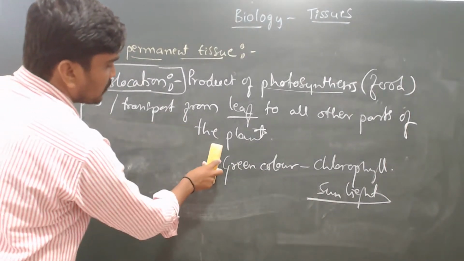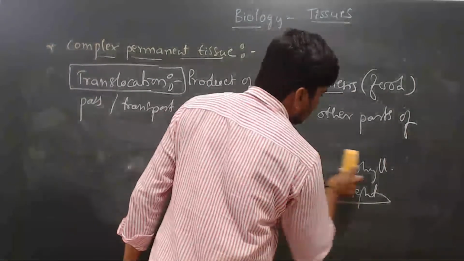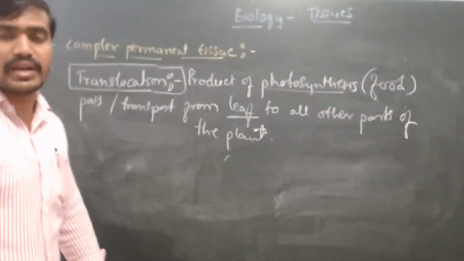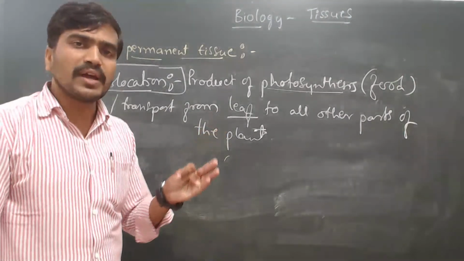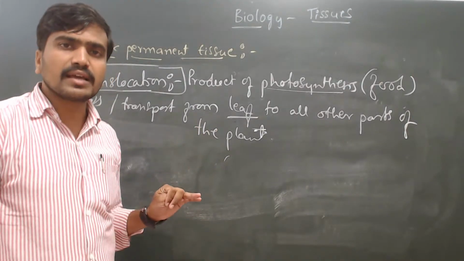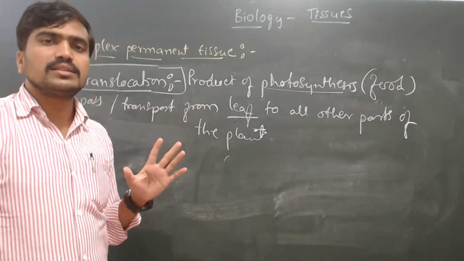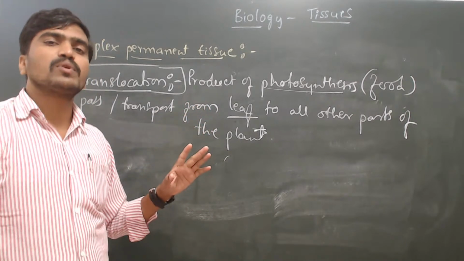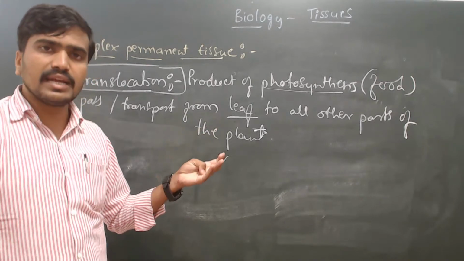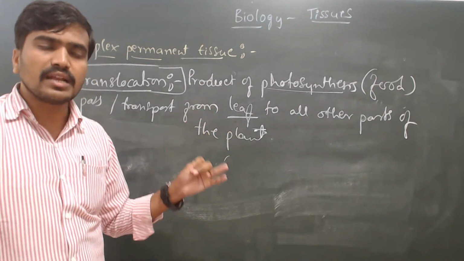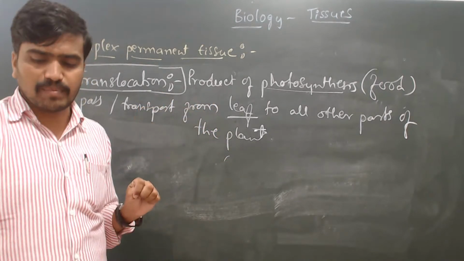Phloem contains how many components? Phloem contains four components. Which four components? Sieve tubes, companion cells, phloem parenchyma, phloem fibers. Xylem also has four components. Which four components are present in xylem? Tracheids, vessels, xylem parenchyma, xylem fibers.